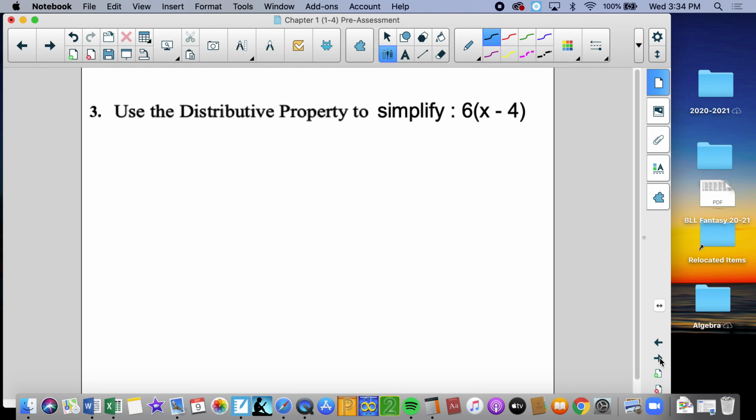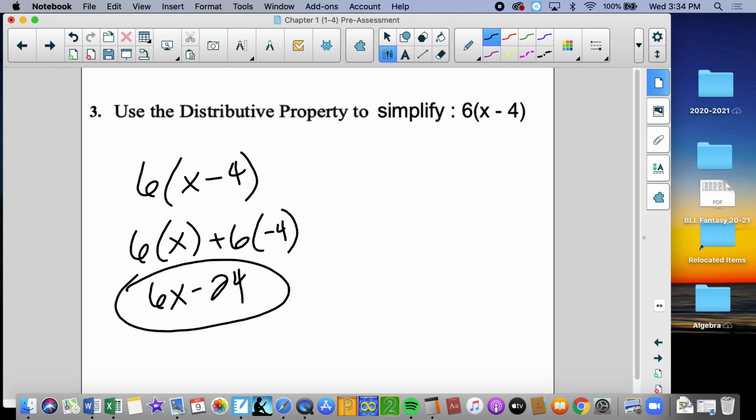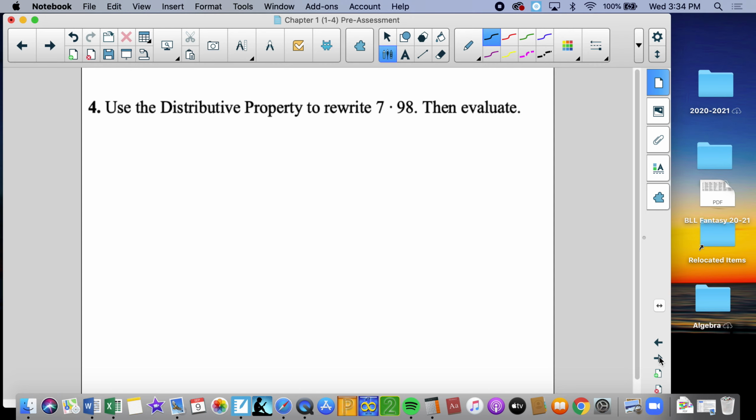Use the distributive property to simplify 6 times the quantity x minus 4. So I'd like to see this step in your work because I want to make sure that that negative is attached to the 4 and not the 6. So then we're going to do 6 times x, which is 6x, and 6 times negative 4, which is negative 24. We can't combine those two because they are unlike terms. 6x and negative 24 are unlike. 6x is a variable, negative 24 is a constant.